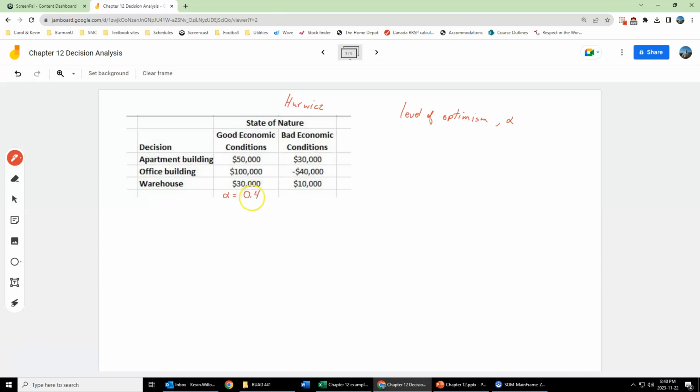Basically, this level of optimism is going to range from 0 to 1. And the bad economic condition, the other state of nature, is going to be 1 minus alpha, or 0.6. Now, the level of optimism is based on our idea of our own level of risk, you could say, of how optimistic we are that a good economic condition will persist.